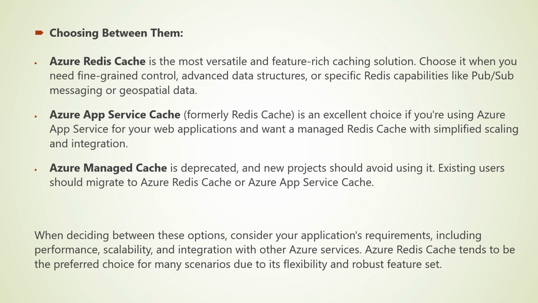Azure Managed Cache is deprecated and new projects should avoid using it. Existing users should migrate to Azure Redis Cache or Azure App Service Cache. When deciding between these options, consider your application's requirements, including performance, scalability, and integration with other Azure services. Azure Redis Cache tends to be the preferred choice for many scenarios due to its flexibility and robust feature set.